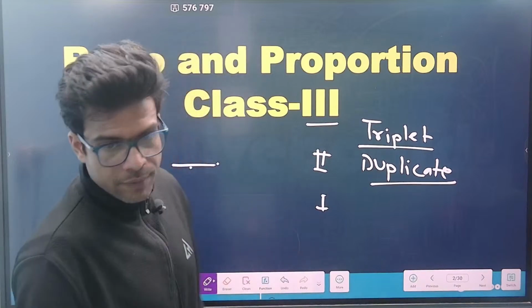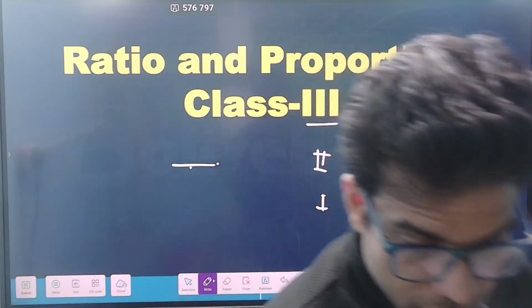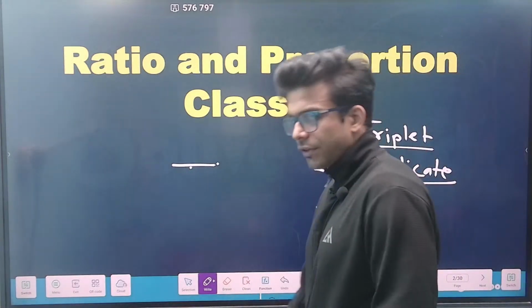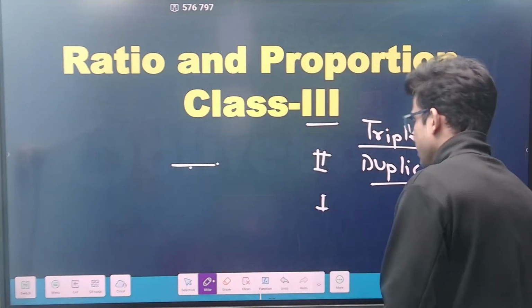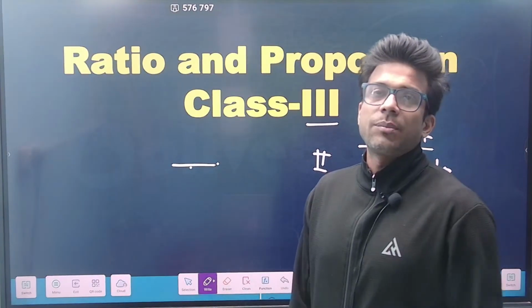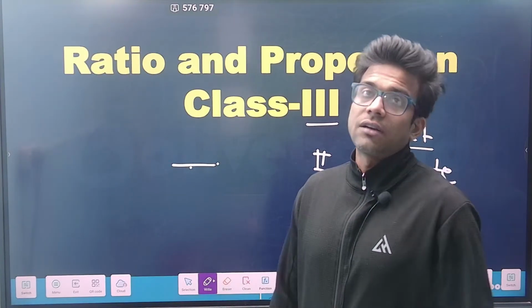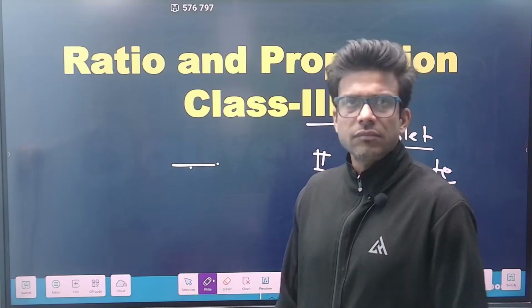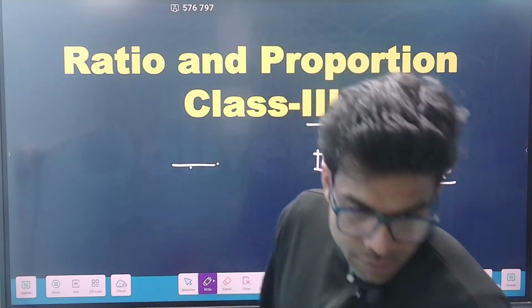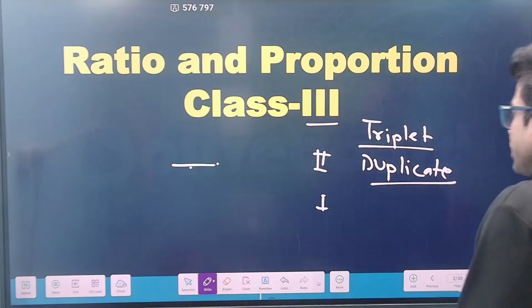Right, children? So today I'm going to start a new series, the third type of ratio questions. Let me give you the structure of that. I'll request everyone to keep a pen and pencil with you, because that's going to help you a lot, so that you can at least solve the question.